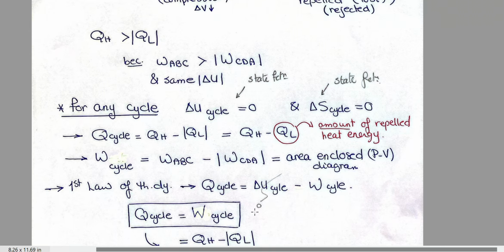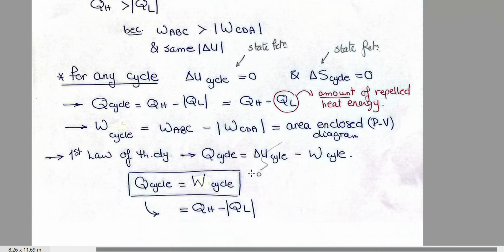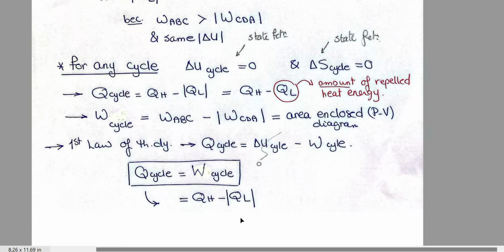So if delta U is zero, you will find that Q of the cycle equals work of the cycle. To summarize, for any cycle we don't have change in internal energy, so the heat equals the total work. Total heat equals the total work, and the total heat equals QH minus QL.